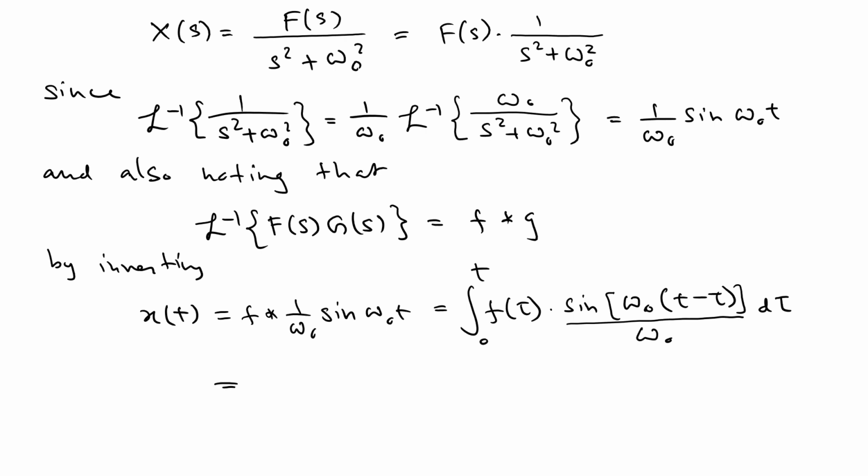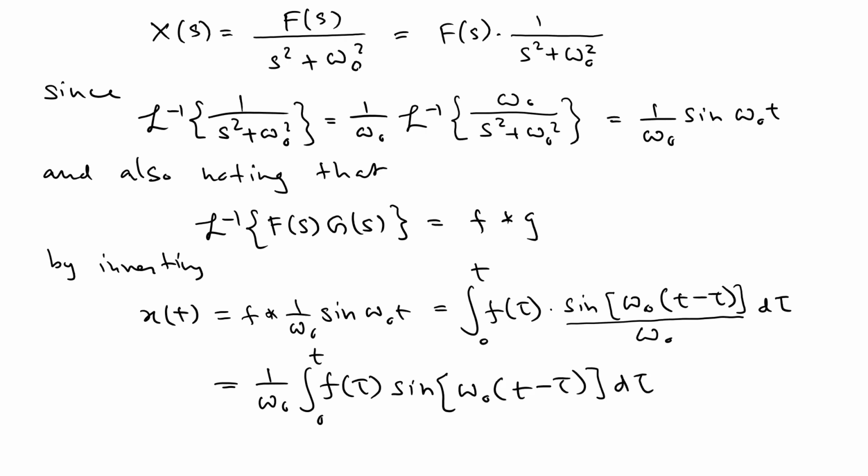So that means this is simply 1 over omega naught, integral from 0 to t, f of tau sine omega naught (t minus tau) d tau. So that's the solution. Okay, so that's the general solution for this problem. Now what we can do is see what will happen if we have a special situation.